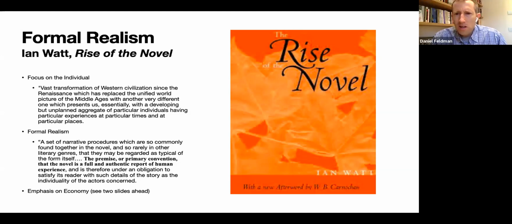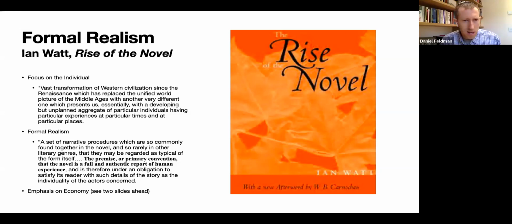It's the technique, or as he calls it, narrative procedures, what writers can do. And they do it most commonly in the novel, so often in the novel, and rarely in other literary genres. I'm quoting now from what's on the screen: these procedures may be regarded as typical of the form itself. They may be characteristic or constitutive, defining of the novel itself. What are they? The premise or primary convention, that the novel is a full and authentic report of human experience, that this is someone's life.